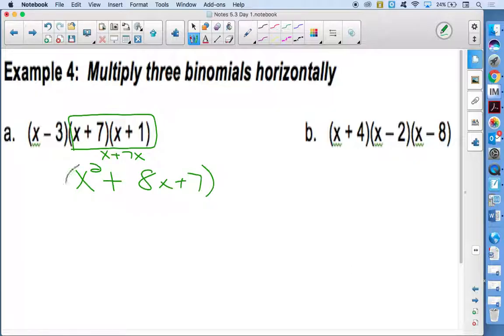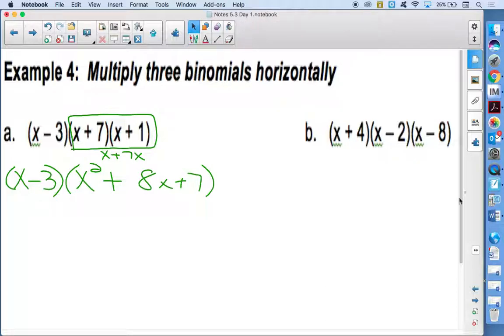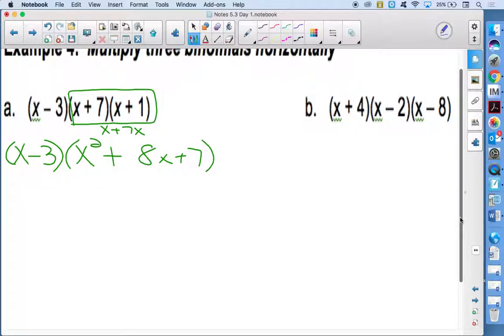So after you FOIL that, put parentheses around it, take the x minus 3 or whatever was sitting in front, and then we need to multiply again. So it's a 2-step process. You FOIL first, and then you're going to distribute second. So now we'll distribute the x through, and then the negative 3.